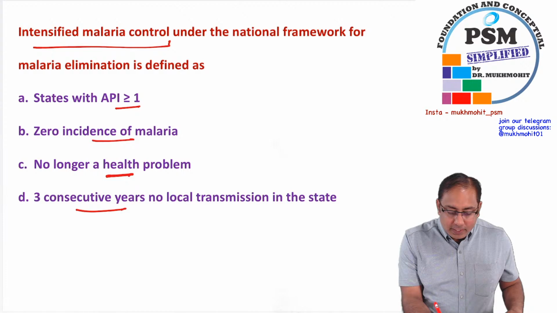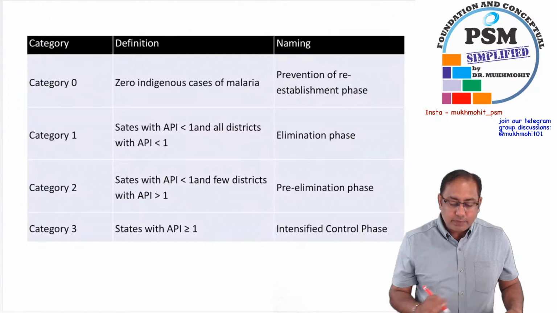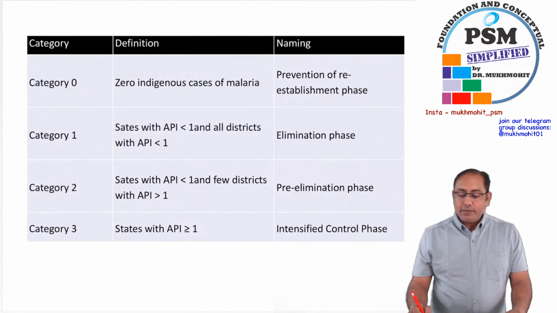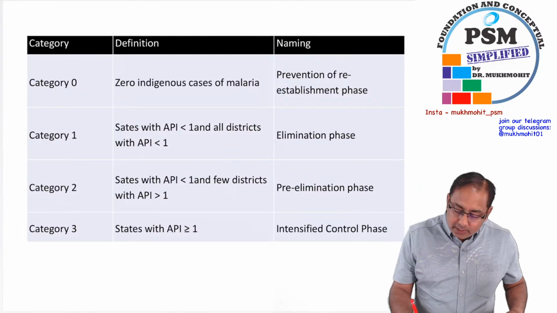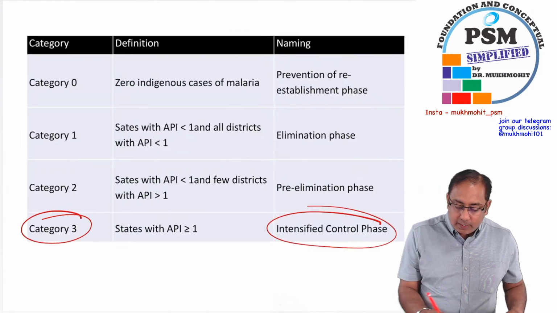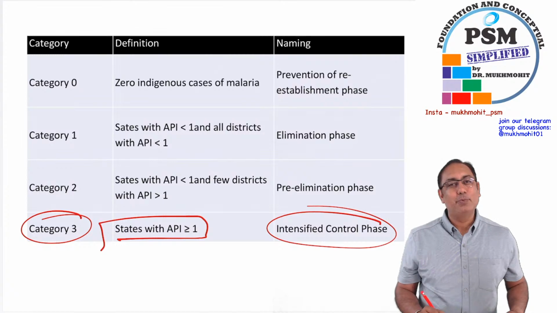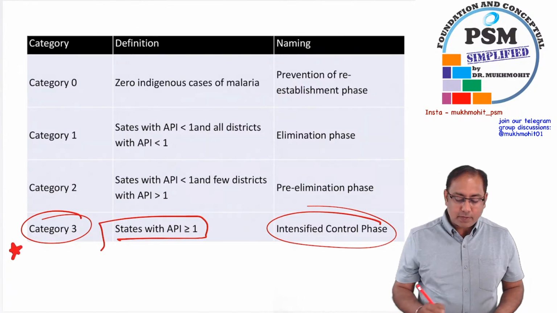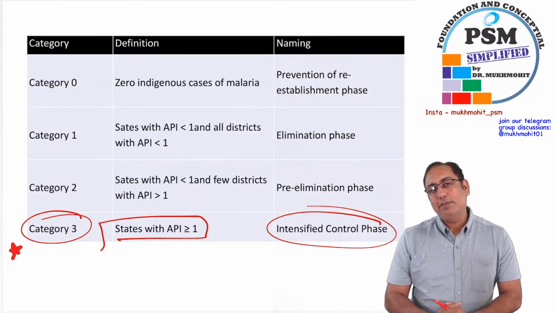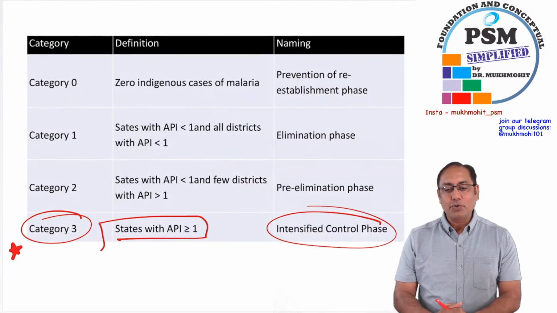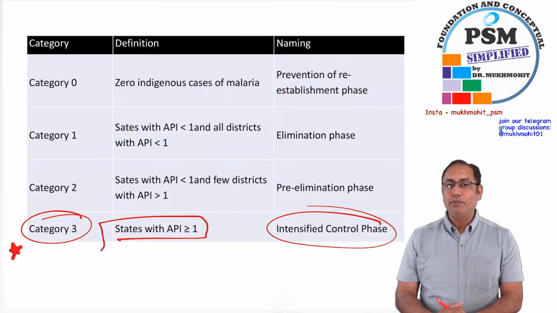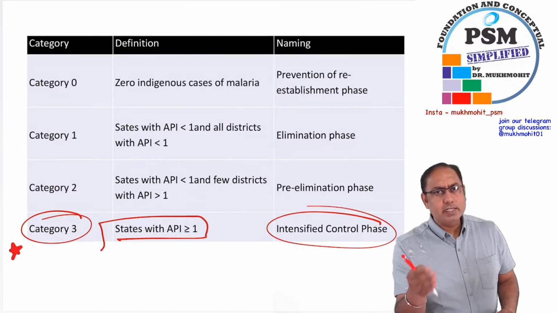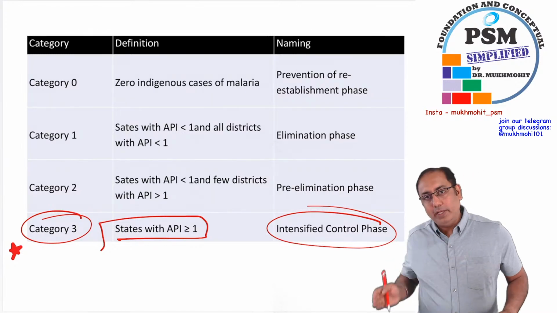So when do we say intensified malaria control? Intensified malaria control is called a category 3 state in which the API is more than one. So it's a very simple direct MCQ. You have to memorize this. This is a factual question: if API is more than one, beta, it is called the intensified control phase. So there are 3-4 phases: stage 0, 1, 2, 3.